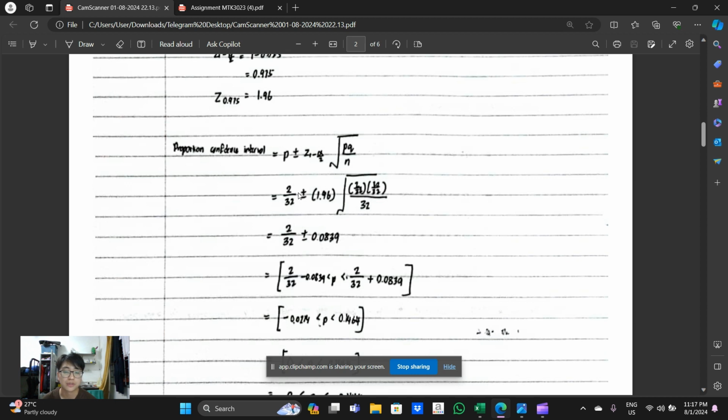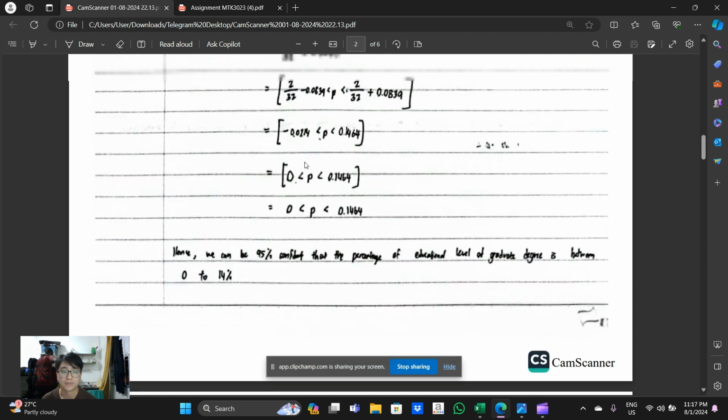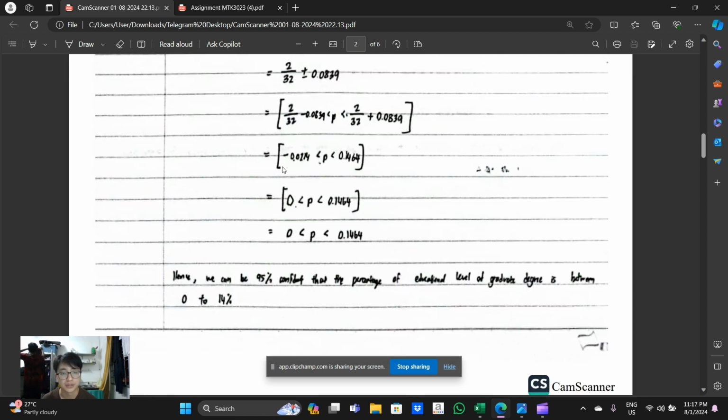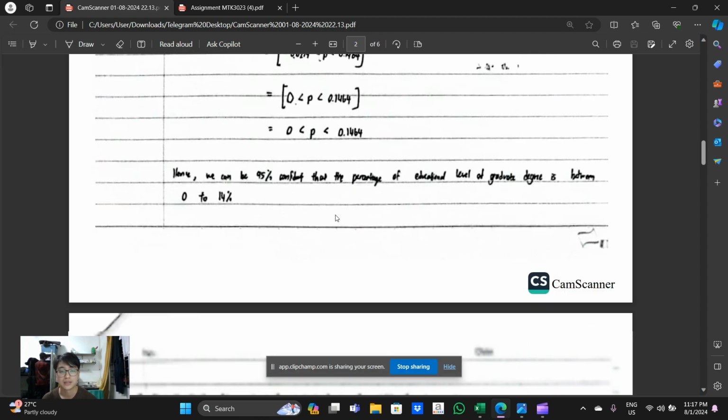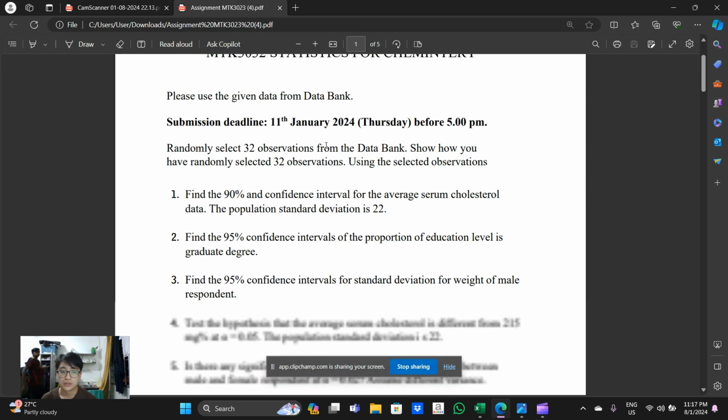P sub in 2 divided by 32. The z-score is 1.96, P is 2 divided by 32, Q is 30 divided by 32, and N is 32. So all we get is negative 0.0214 and also 0.1464. However, there is no negative in percentage, so we convert it into a zero. Hence, we can be 95% confident that the percentage of education level of graduate degree is between 0 and 14.64%. We move on to question 3.